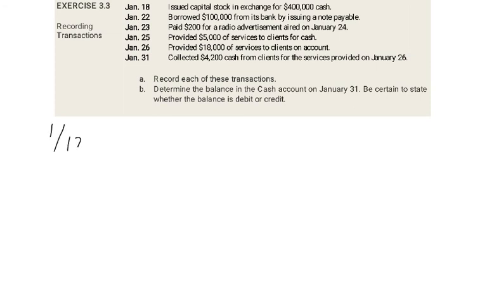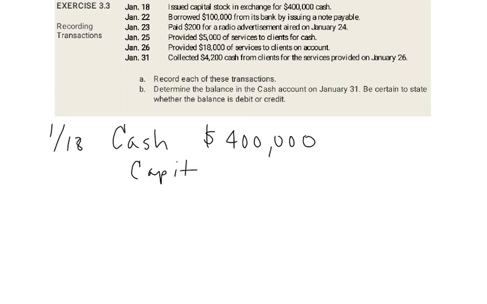So on January 18th, I increased cash, didn't I? So if we refer to Alice, I do that with a debit entry. And my cash increase came because I issued capital stock. Capital stock is a part of owner's equity, and therefore is the C in Alice, and gets increased by a credit entry. So there's our first journal entry.